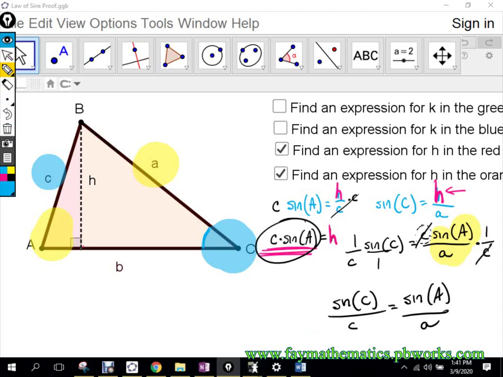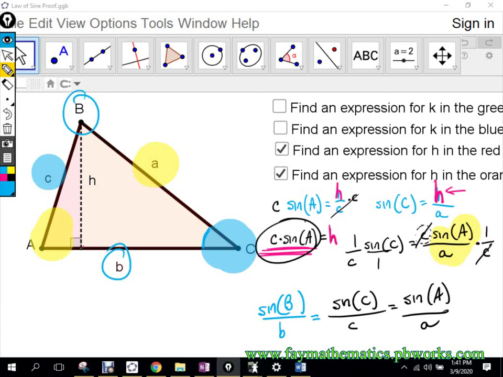I'm going to have a third ratio here. It's going to be sine of something over something. What do you think should go in that parenthesis right there? Capital B, and what should go down here? Lowercase b. So that and that were opposite, right?